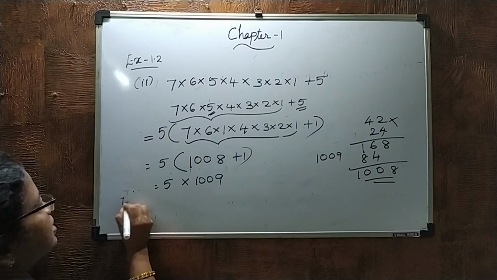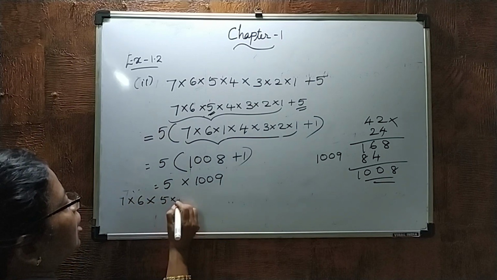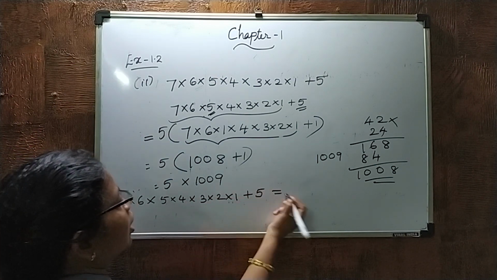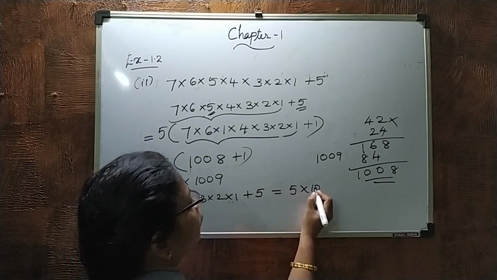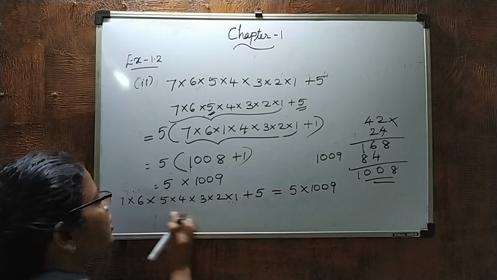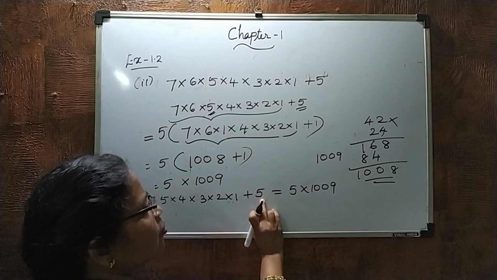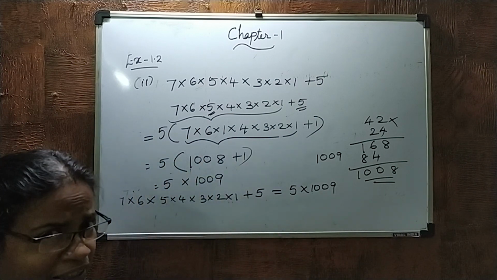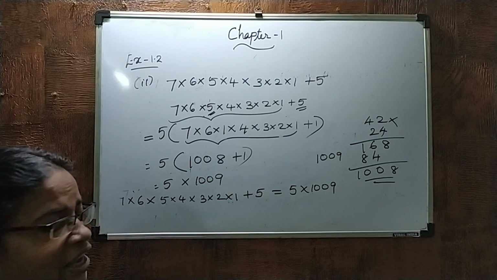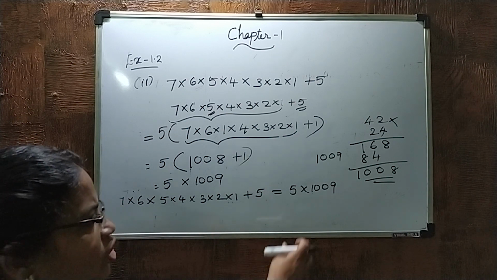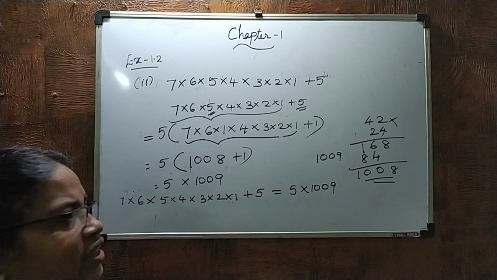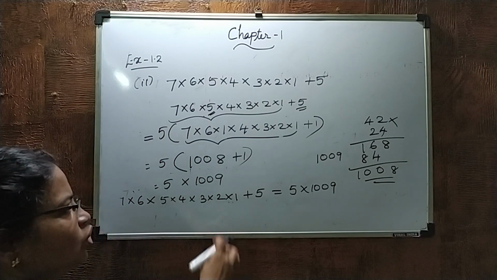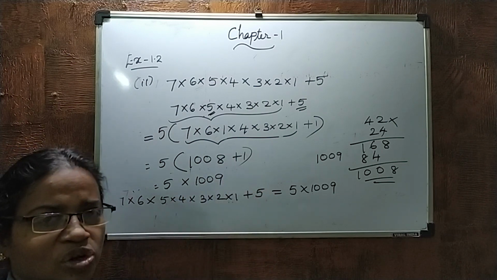So that means 7 into 6 into 5 into 4 into 3 into 2 into 1 plus 5 equals 5 into 1009. Here this is a composite number because this can be expressed in the form of product of prime numbers. Otherwise, one more thing I told you, more than 2 factors means it is a composite number. So here only 2 factors are there. How can I say it is more than 2 factors? Here already 1 is there. Always 1 will be there outside. So into 1 is there. So 3 factors will be there. So it will be a composite number.